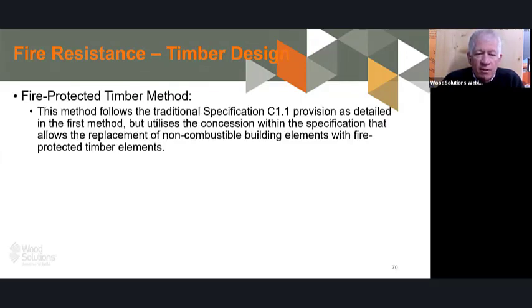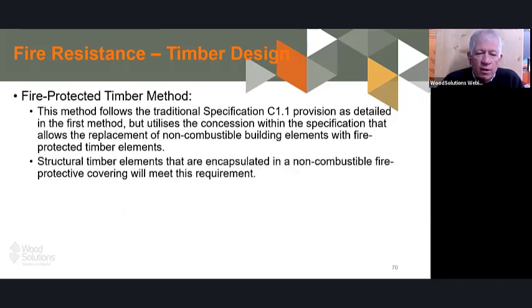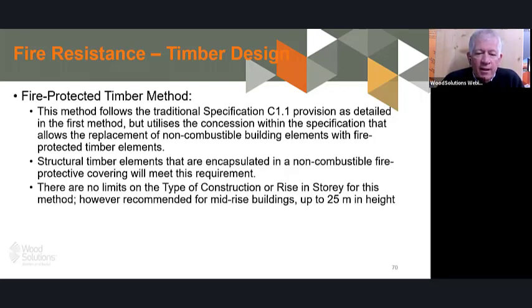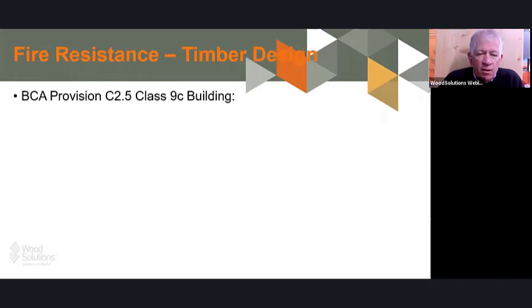The other method is fire protected timber. We've all heard about that. The method is using Specification C1.1, but with fire protected timber requirements and replacement of the non-combustible building elements with fire protected timber. So that can be used for structural timber encapsulated in plasterboard and things like that. And it's applicable for building types A, B, and C, up to a rise of 25 metres in height. So that's another way of doing it, but you'll find that it involves more fire resistance protection, and it probably wouldn't be the most economical suggestion for timber.